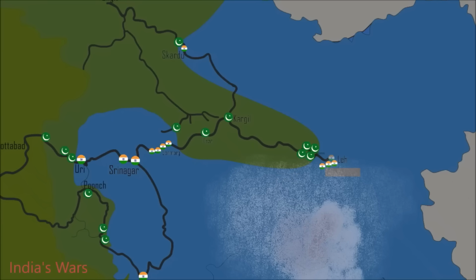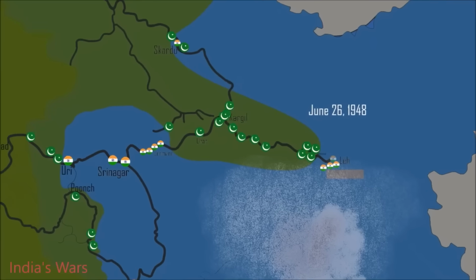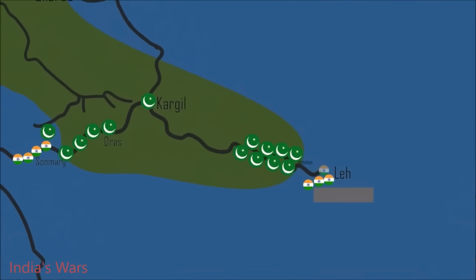After the initial crisis at Leh on May 22nd, there was a second crisis there on June 26, 1948. The enemy had taken a couple of weeks to increase their strength in the outskirts of Leh, and with a strength of 600, they attacked Leh on June 26th.